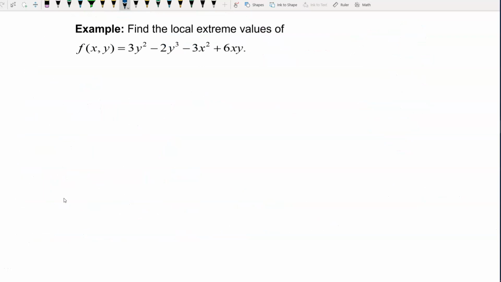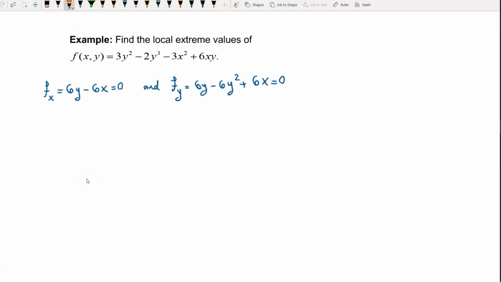Find the local extreme values of f of x, y equal to 3y squared minus 2y cubed minus 3x squared plus 6xy. Since f is differentiable everywhere, it can assume extreme values only where the partial derivatives of f with respect to x and y equal 0. So the partial derivative of f with respect to x is 6y minus 6x, and the partial derivative of f with respect to y is equal to 6y minus 6y squared plus 6x.